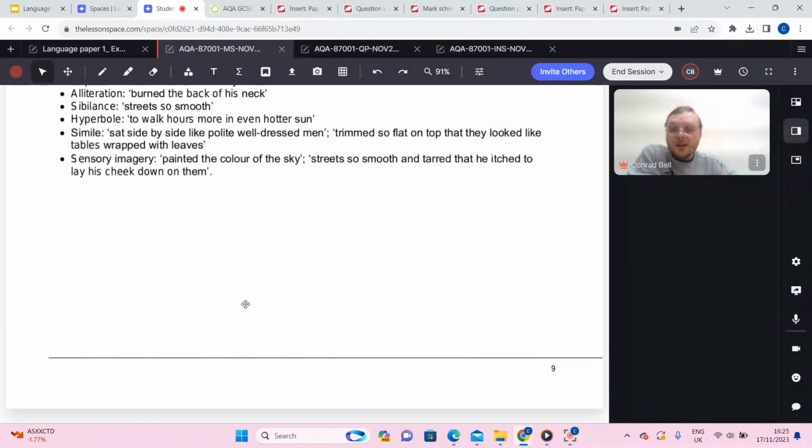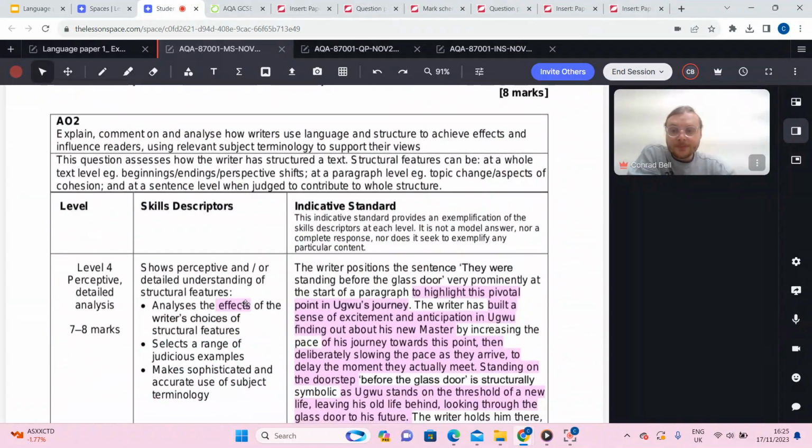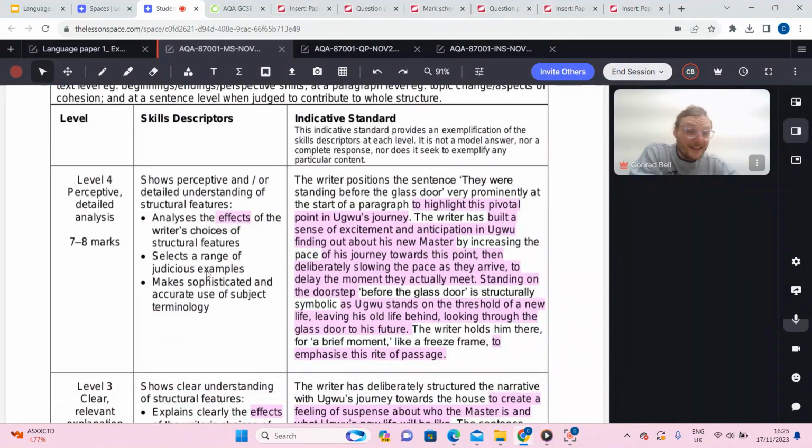So again, we can refer to the mark scheme here. And it's a similar thing, and it's just all about structure. So the writer uses position of the sentences. They are standing for the back door very promptly at the start of the paragraph to highlight this pivotal point. So you need to be using how it affects the feeling and the themes and what the writer wants you to be focusing on in those extracts. So you're not picking out certain languages, you're picking out the text as a whole and how that structure draws your attention into different places.